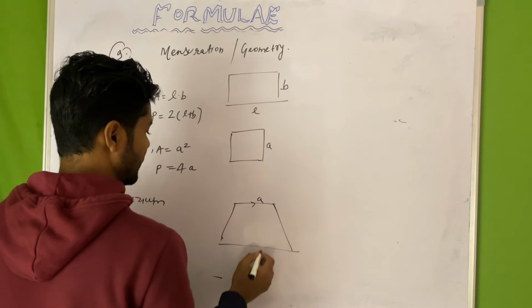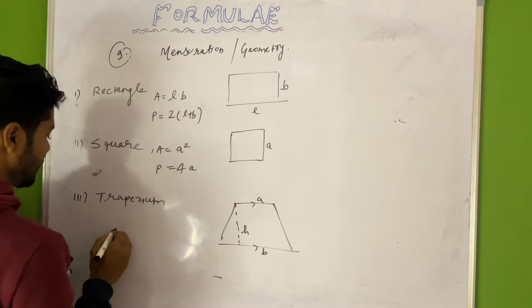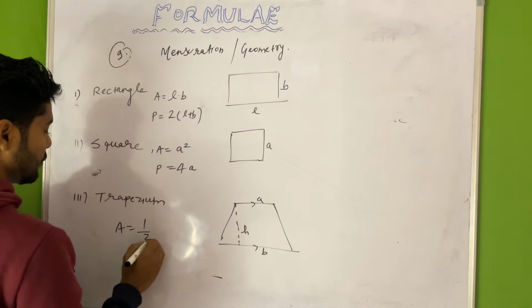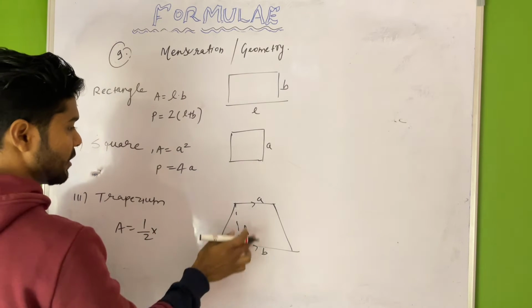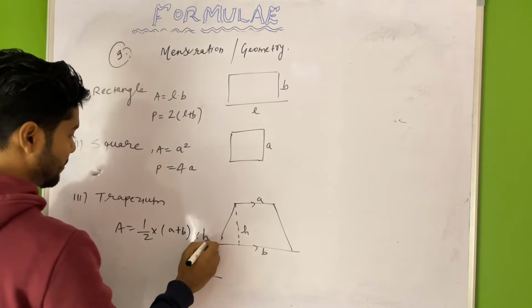This is trapezium. Let us take this a, this is b, this is height h. Therefore area is equal to half into sum of parallel sides. So (a + b), the parallel sides here are a and b, into height.